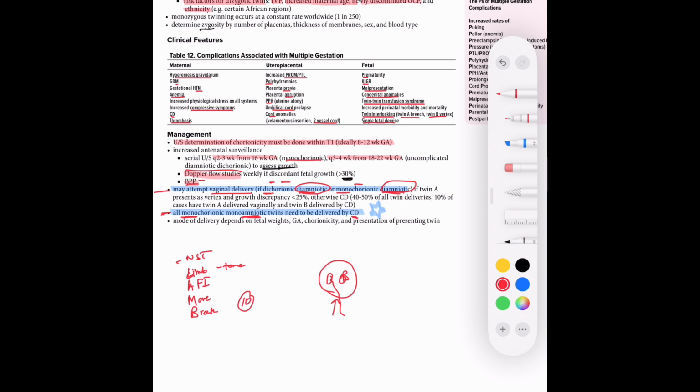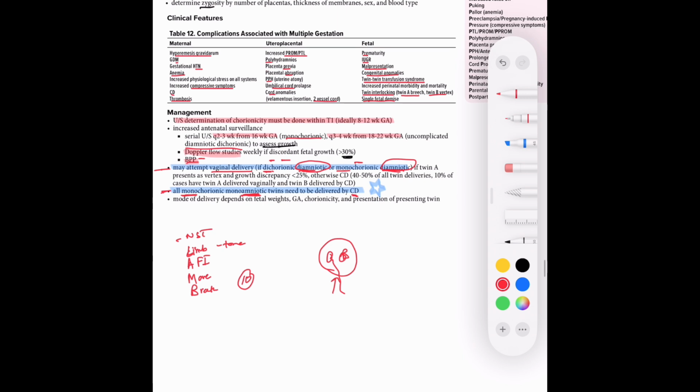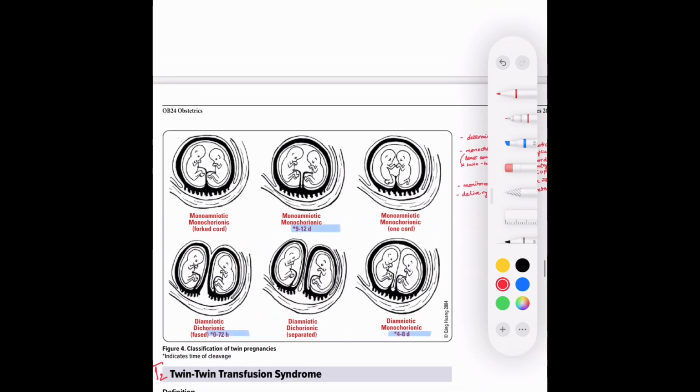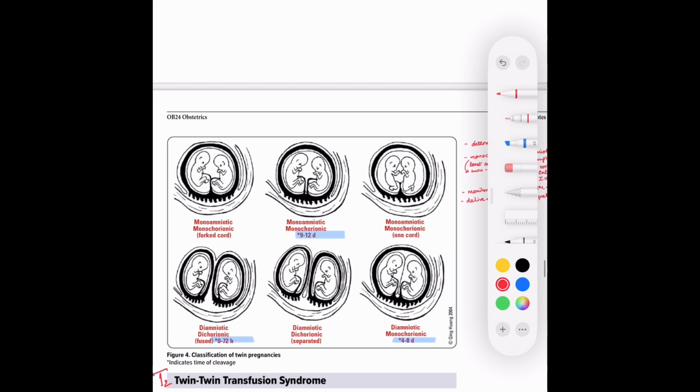40 to 50% of all twin deliveries are cesarean deliveries, and in 10% of cases twin A is delivered vaginally and twin B by cesarean delivery. So either just go for cesarean delivery altogether, right? Mode of delivery depends on the fetal weight, gestational age, chorionicity, and presentation of the presenting twin.